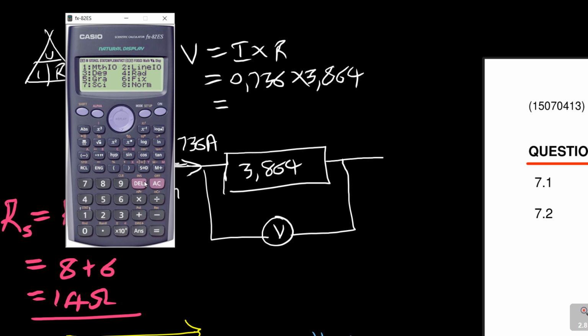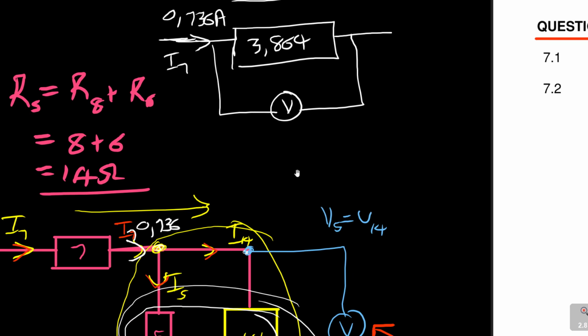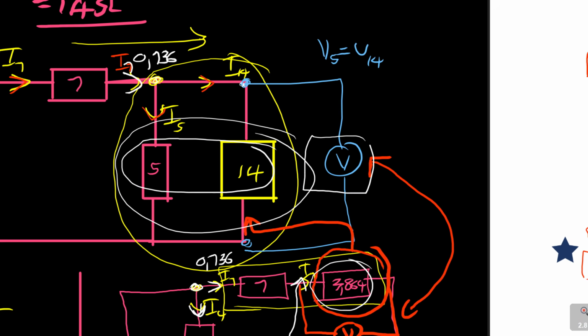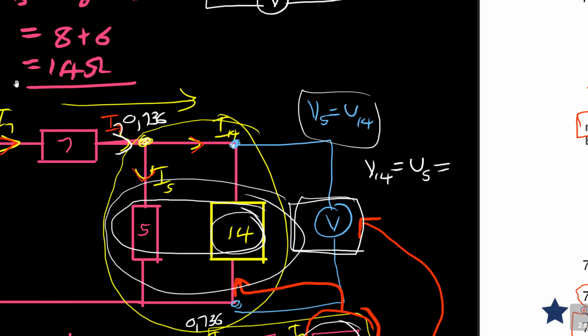2.8439. Let's round this off to 3 decimal places: 2.844 volts. That is the voltage now in this 3.864. But guess what? That voltage here is the same voltage. Remember, in a parallel combination, they've got the same voltage. V14 is equal to V5, which I did here, which is equal to, there is the answer, 2.844.